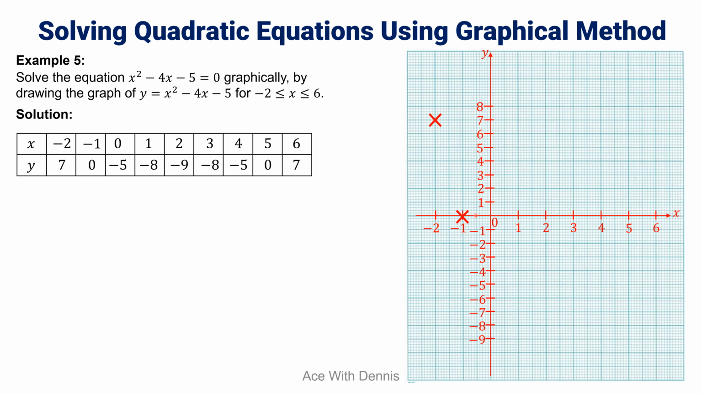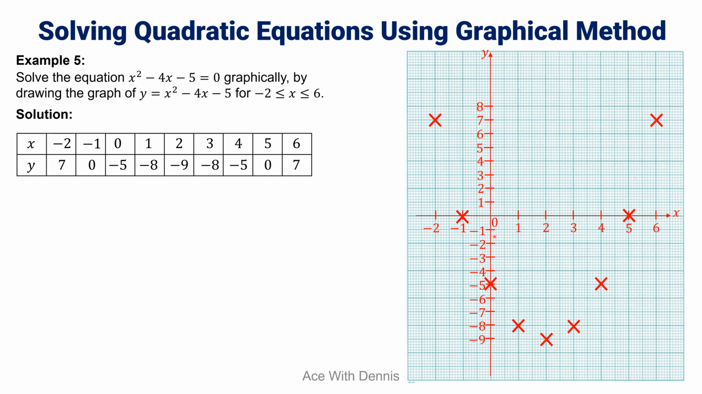1, -8, which is this point. 2, -9, which is this point. 3, -8 will be this point. 4, -5, this point. 5, 0 will be this point. And 6, 7 will be this point. Alright, so I have all the points from the table.